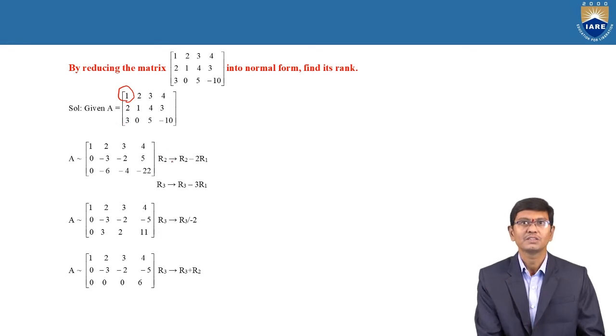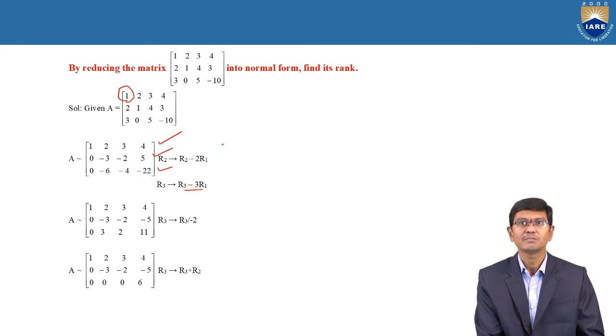By using elementary row operations, on R2, applying R2 minus 2R1, the second row is reduced to 0, minus 3, minus 2, 5. And for the third row, with the help of R3 minus 3R1, the row is changed to 0, minus 6, minus 4, minus 2. This is done to R2 and R3 with the help of R1. Finally, the first row is 1, 2, 3, 4, the second row 0, minus 3, minus 2, 5, the third row 0, minus 6, minus 4, minus 2.